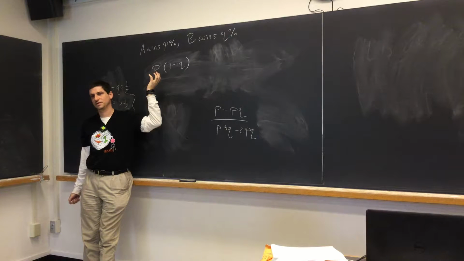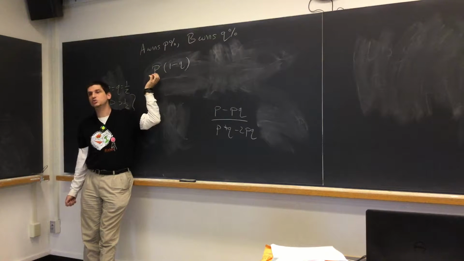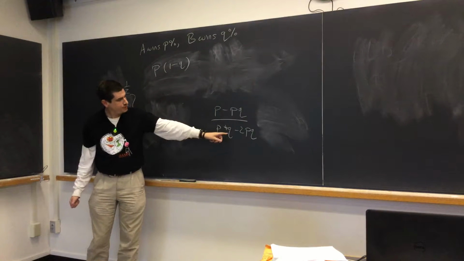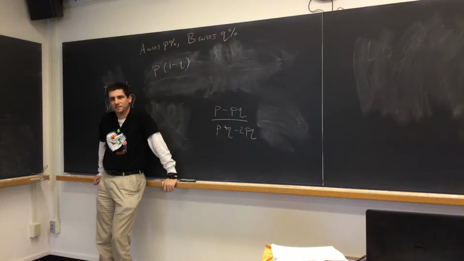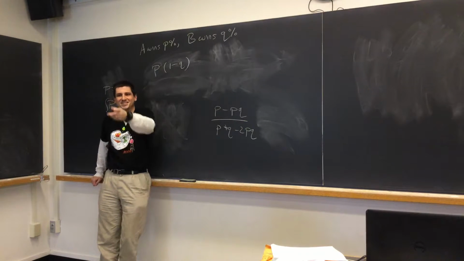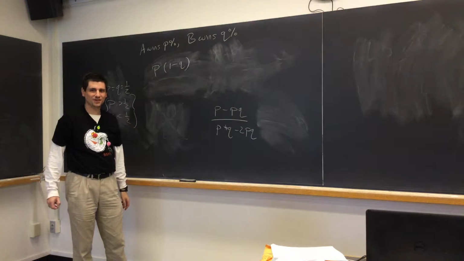Probability P that A wins and Q that B loses. Probability that A wins and B loses. Or maybe another way of looking at it is the probability that A plays well and B plays poorly. How should we view the denominator? So again, so much of life is dealing with algebra. Any thoughts? Yes? It's the probability that A plays well and B plays poorly plus the probability that B plays well and A plays poorly.